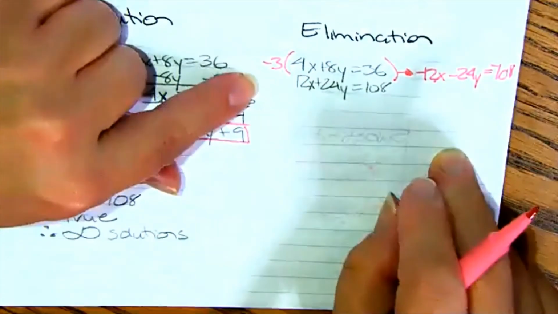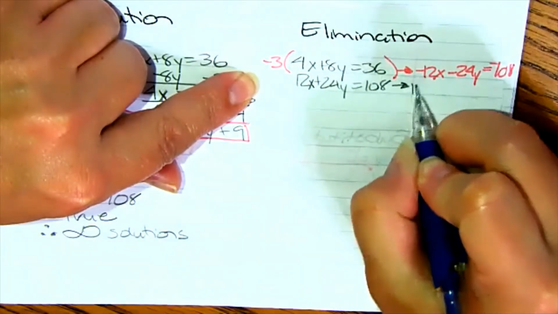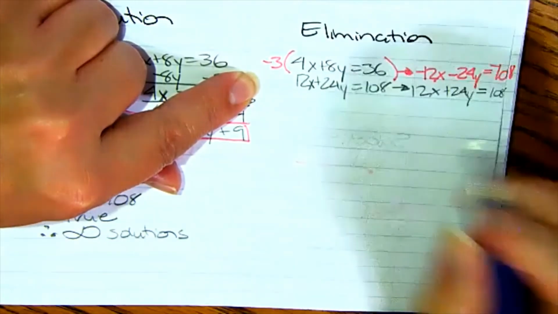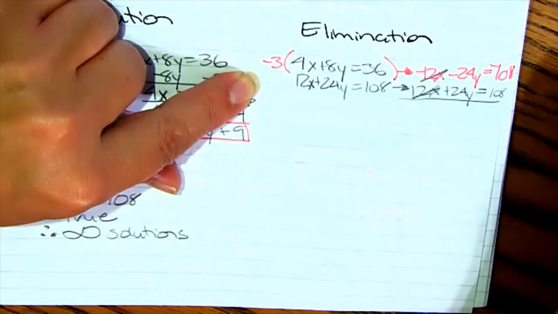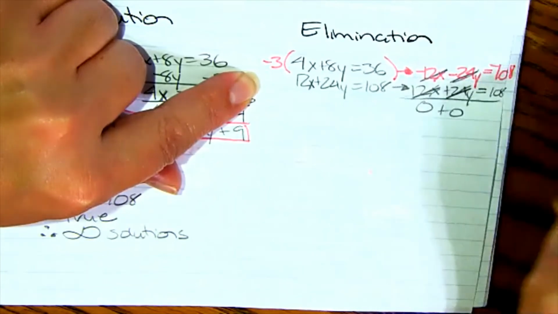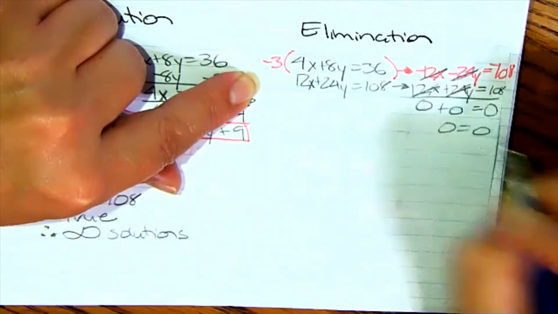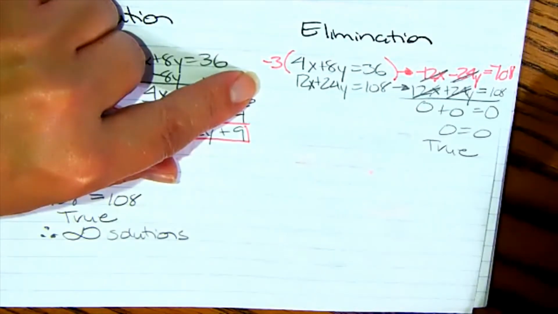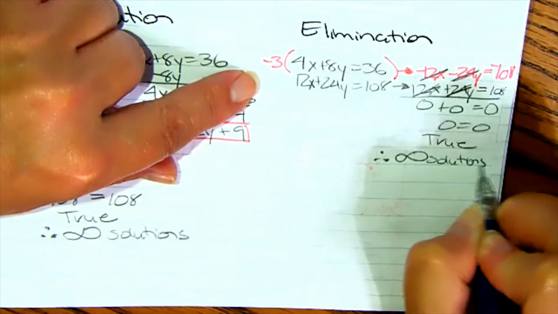Wow, 108. Okay, so let's push this guy over. 12x plus 24y equals 108. Wait a second. What? Negative 12x, positive 12x, those guys cancel. That's 0. Negative 24y plus 24y, they cancel. That's 0. And negative 108 plus 108 is 0. 0 equals 0. That is a true statement. Therefore, we have infinite solutions.